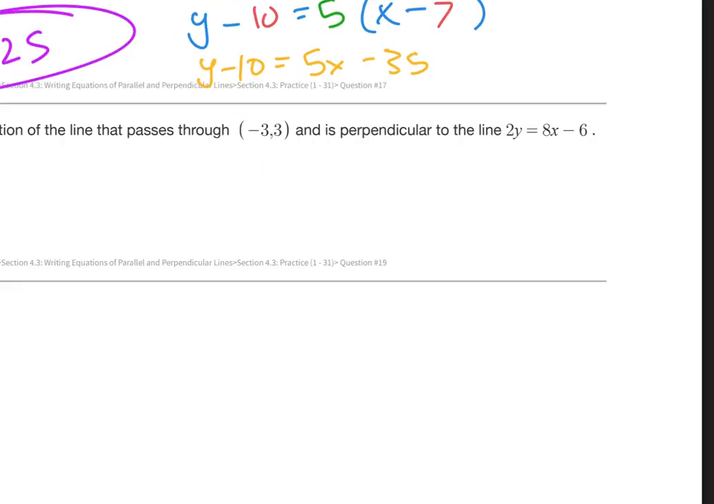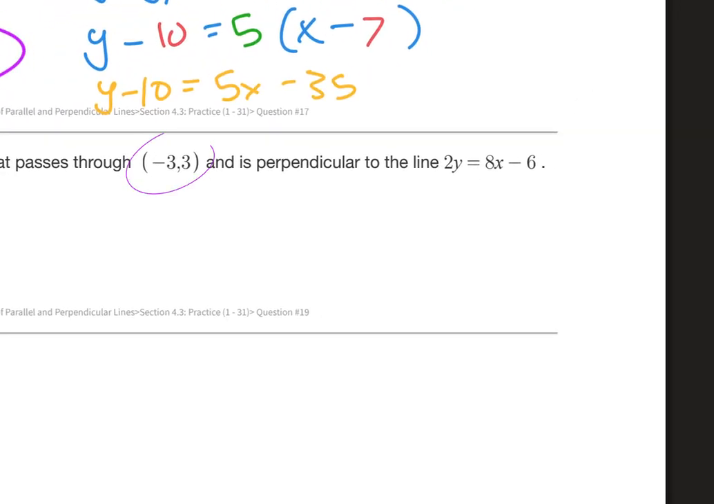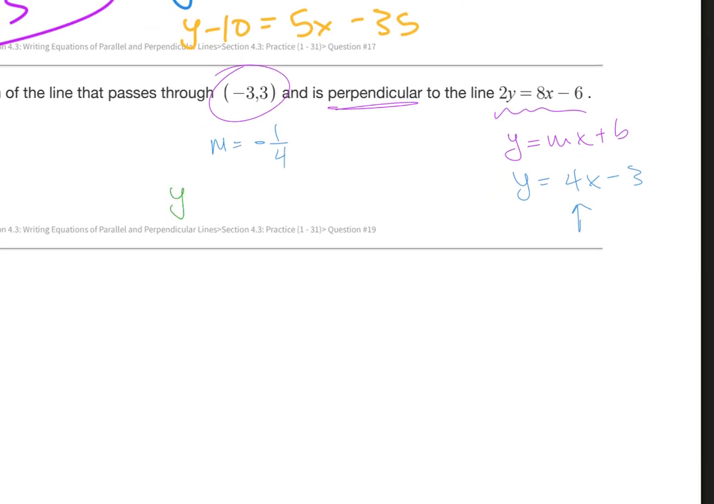Another perpendicular one to this line goes through this point. It's perpendicular to this line. Well, like I've said before, it would be nice if this was in slope-intercept form, and it is really close because all we have to do is divide by 2, and our slope is 4. Our new slope is negative 1/4. Now, y minus 3 equals negative 1/4 times x plus 3.